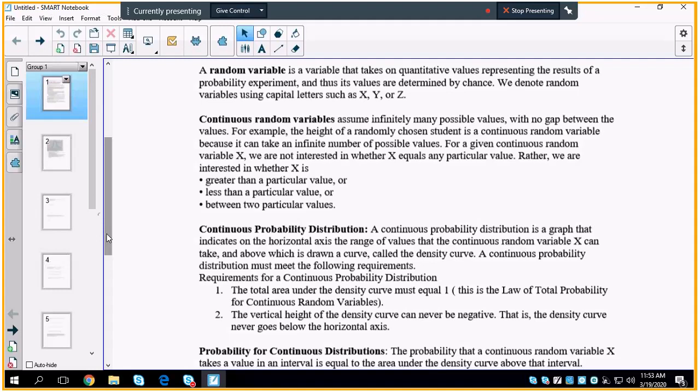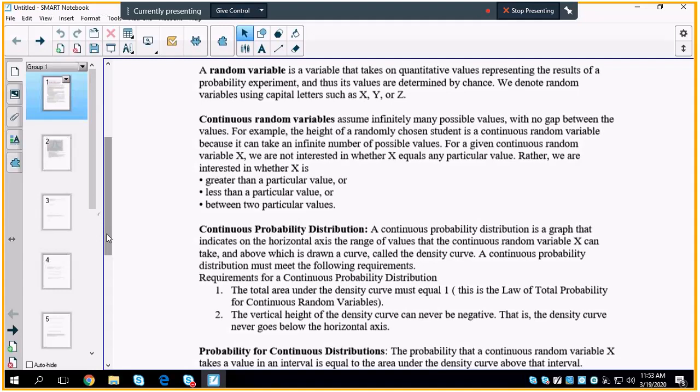A random variable is a variable that takes quantitative values representing the results of a probability experiment, and thus the values are determined by chance. We denote random variables using capital letters such as X, Y, or Z. Continuous random variables, however, assume infinitely many possible values with no gap between the values. For example, the height of a randomly chosen student is a continuous random variable because it can take any value, and so there are uncountably infinitely many options.